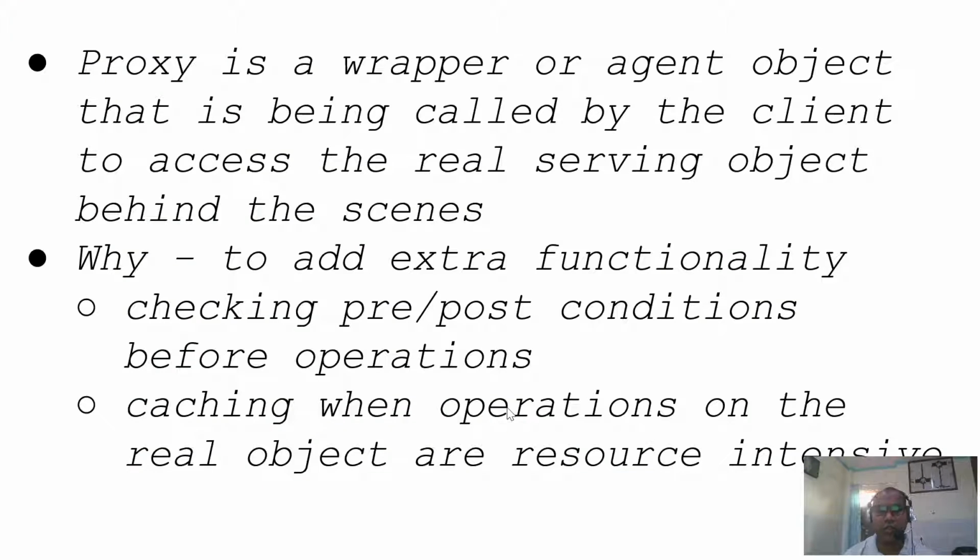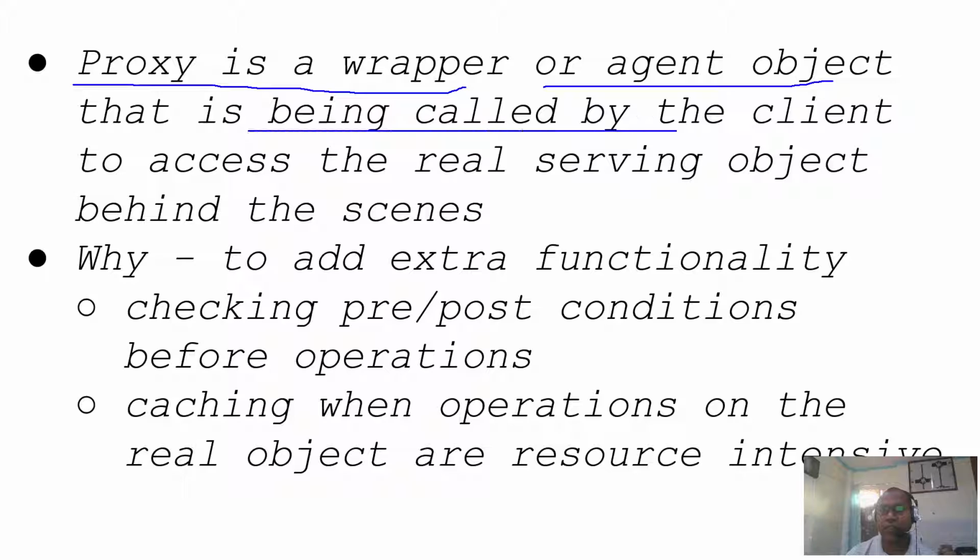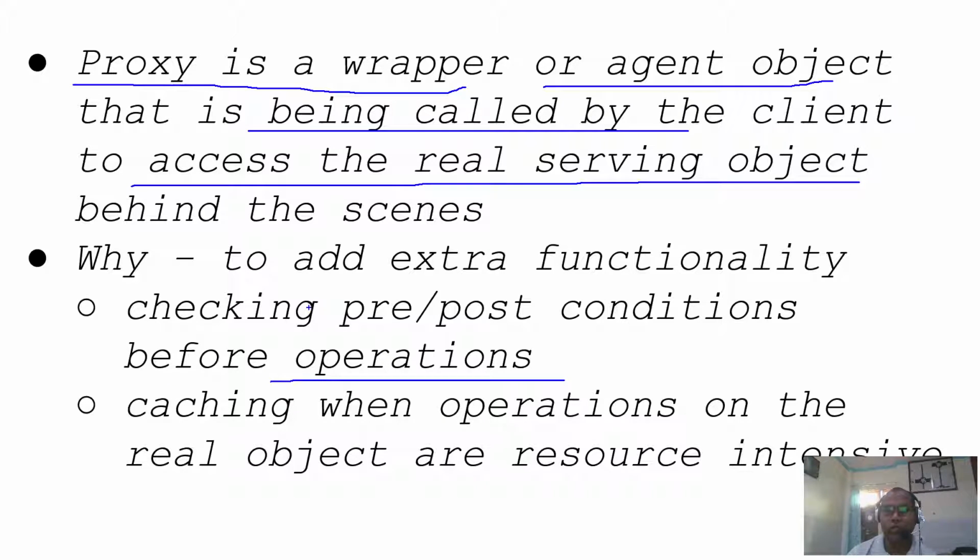So this is the theory. You can use a proxy as a wrapper, or just like an agent object that is called behind the client, which accesses the real servicing object. Before invoking your service operations, you can do some pre-check or post-check, and you can even cache the result if your real object's resources are intensive.